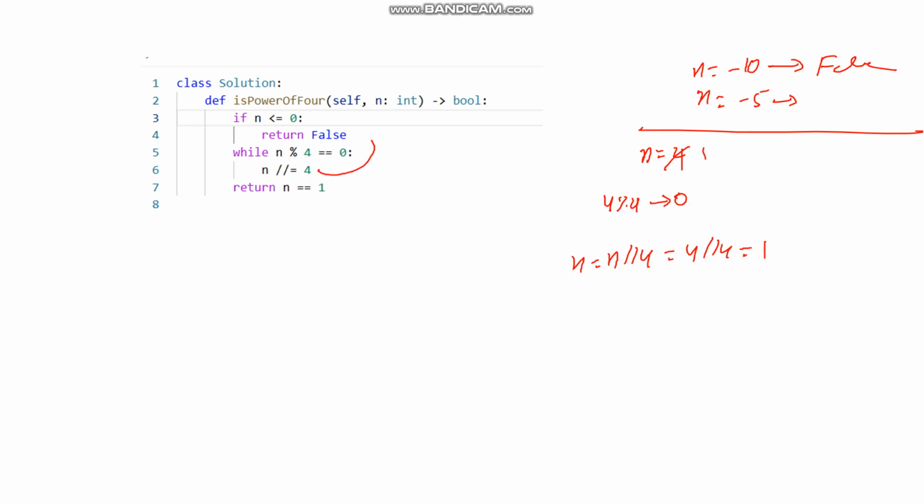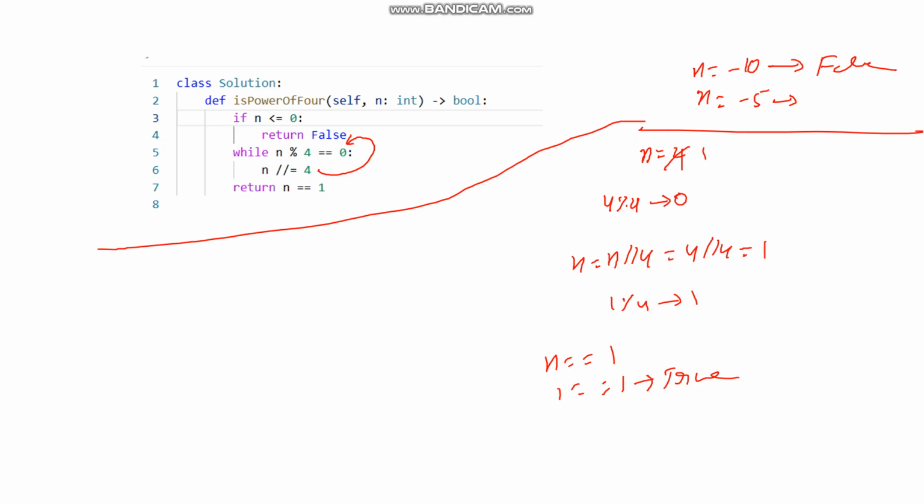After that, go to the condition. What is the condition? n mod 4. What is the current n value? 1. 1 mod 4, what is the value? 1. 1 equals 0? False. Whenever the condition is false, outside of the loop we have the return n equals 1. What is the n value? 1. 1 equals 1. The condition is true. Means 4 is a power of 4.